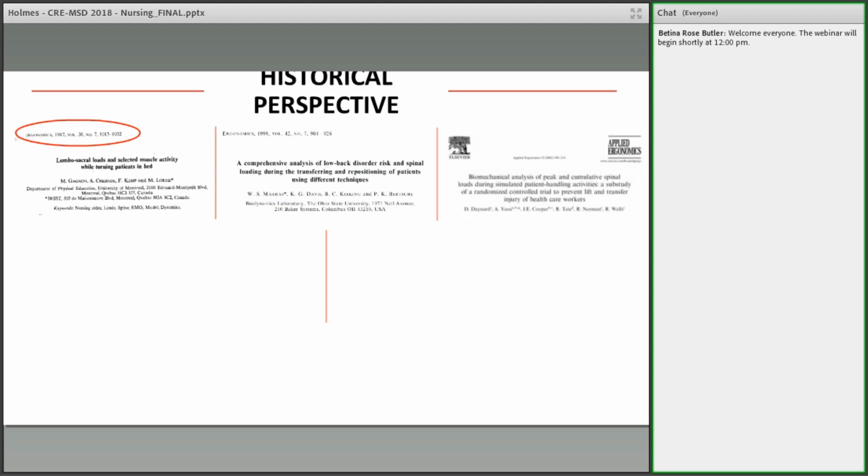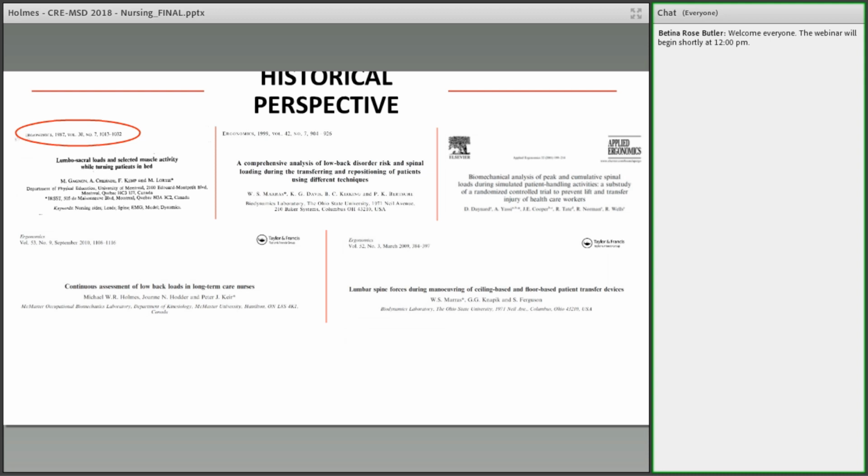Moving on, a little bit more recent, in 2001, for instance, Richard Wells, who we're all familiar with from CRE-MSD, was a part of a group that started to evaluate peak as well as cumulative spine loads during patient handling tasks. A little bit of a shameless plug. In 2010, I was a part of some work where we evaluated long-term care nurses in the field and recorded their trunk motion throughout an entire shift and did some biomechanical modeling to estimate spine loads in that population.